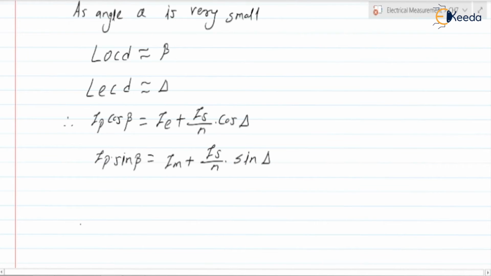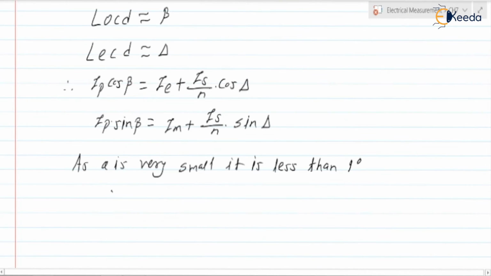So now if you check, as theta is very small, less than 1 degree, we can write cos theta is equal to 1. Therefore, what is Vp cos theta? Vp into cos theta becomes equal to Vp only.